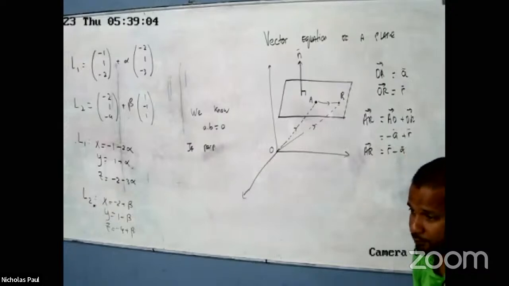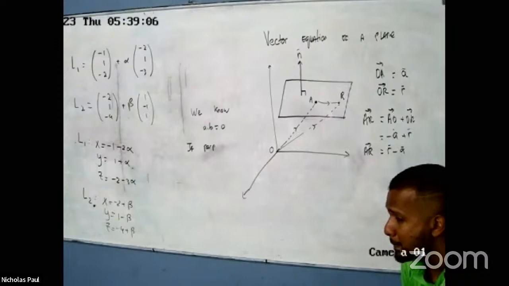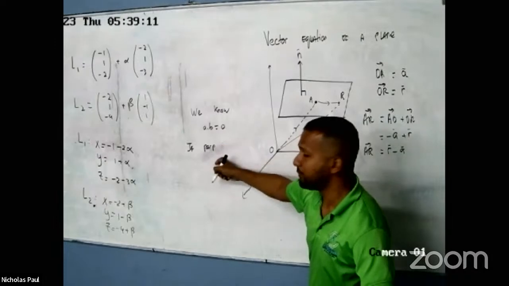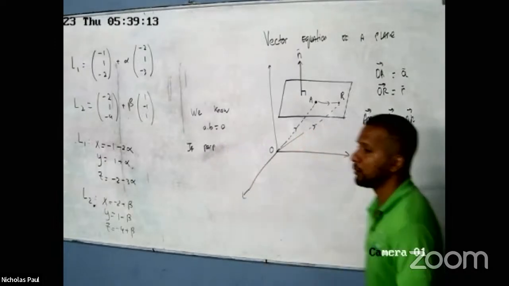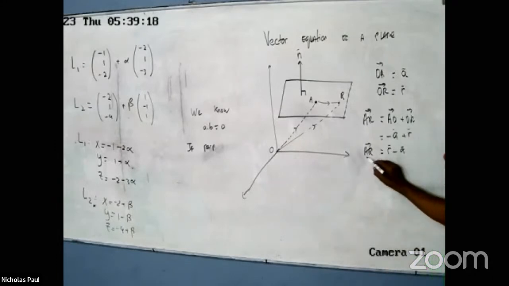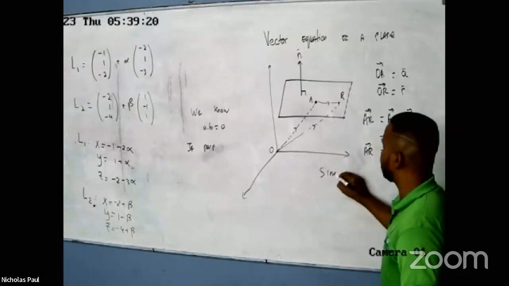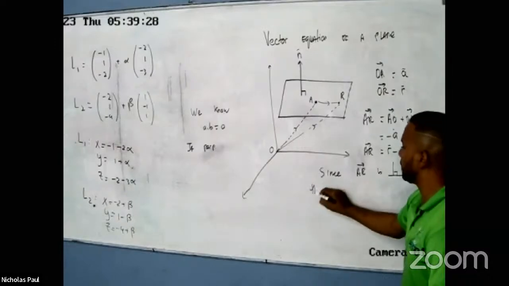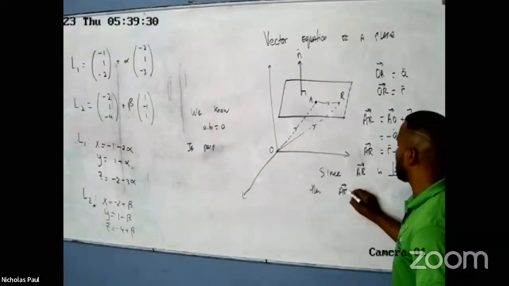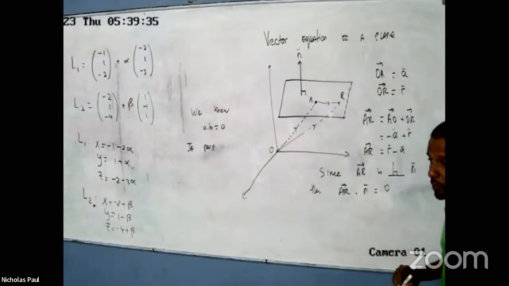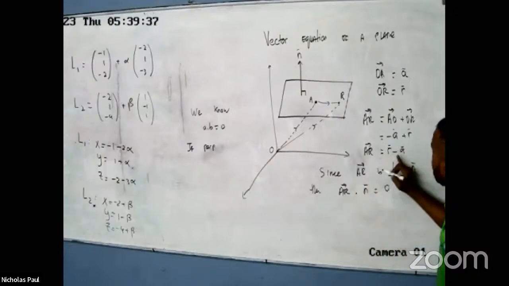Are you okay with that? Yeah, that's a rule. That's a rule for 2 things perpendicular. That's a general thing. So since AR is perpendicular to N, then we can say that AR multiplied by N should be 0. Okay with that?